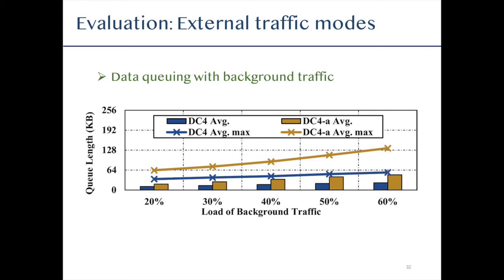This figure shows the average and average maximum queue length of each switch port, with different loads under continuous background traffic. We evaluate data queue length with and without the data queue ECN marking mechanism, that is DC4 and DC4-alpha. Thanks to the data queue ECN marking mechanism, DC4 outperforms DC4-alpha in terms of both credit and data queue length.